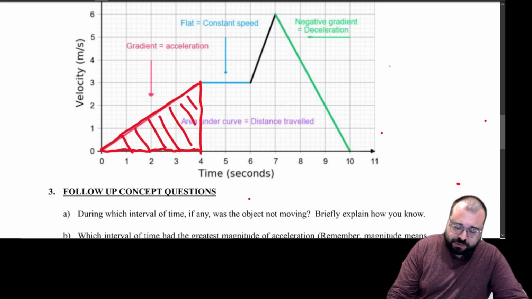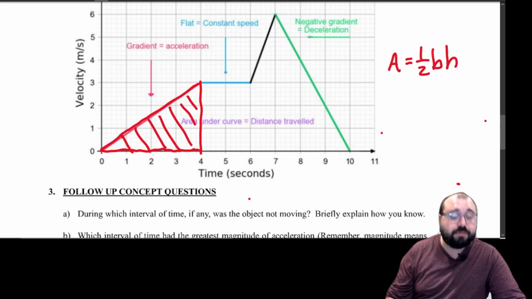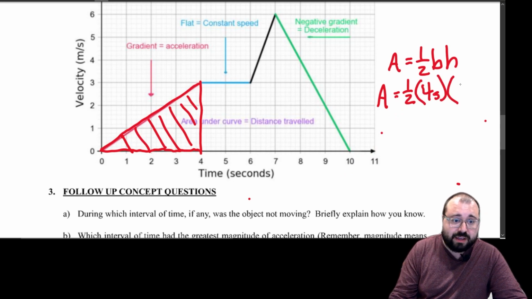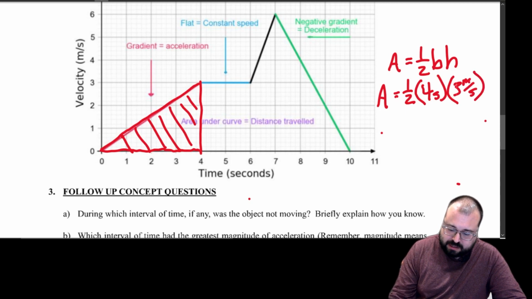So I'll just do my work over here. Area equals 1/2 base times height for a triangle. So I'll substitute my values in. 1/2, the base of the triangle is 4 seconds, and the height of the triangle is 3 meters per second. You love to see it.